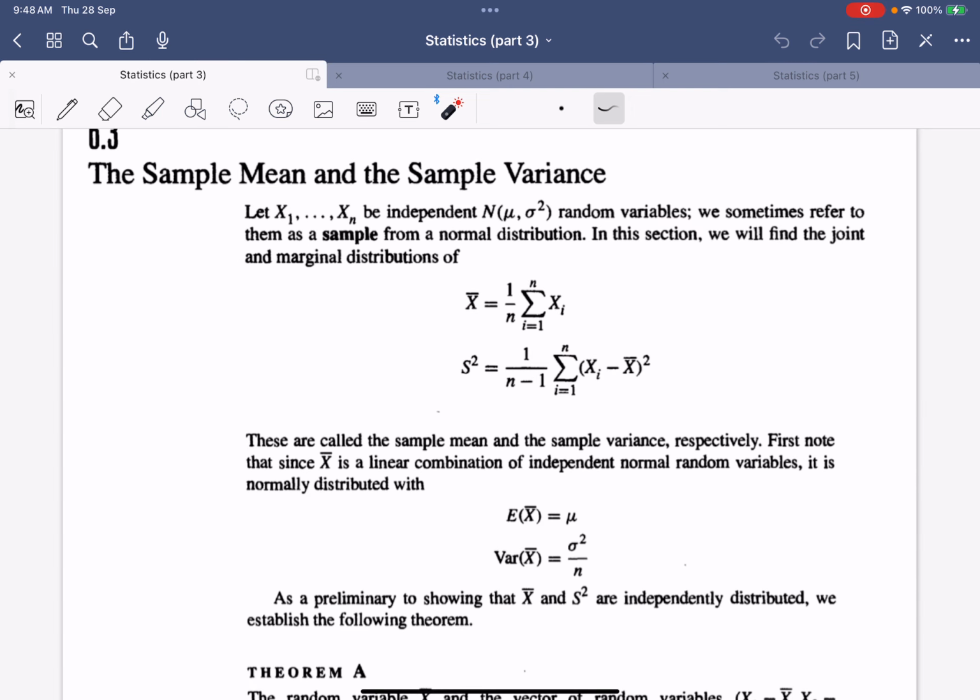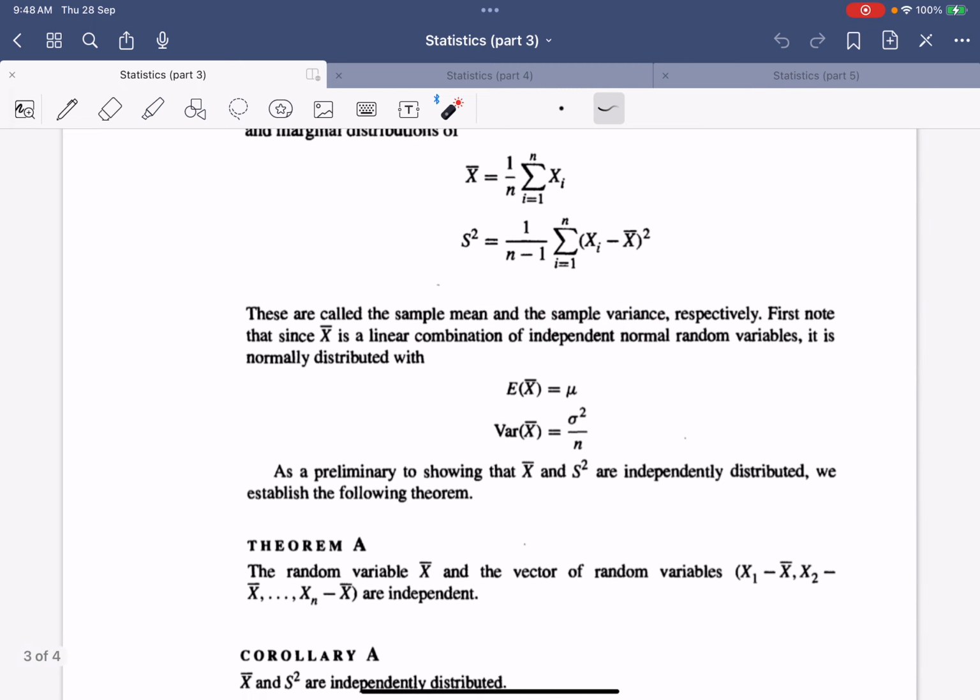So this is known as the sample mean and sample variance, which we use this symbol to denote. And because x bar is a linear combination of normals, it will still be normally distributed, and this is the expectation and variance of x bar.